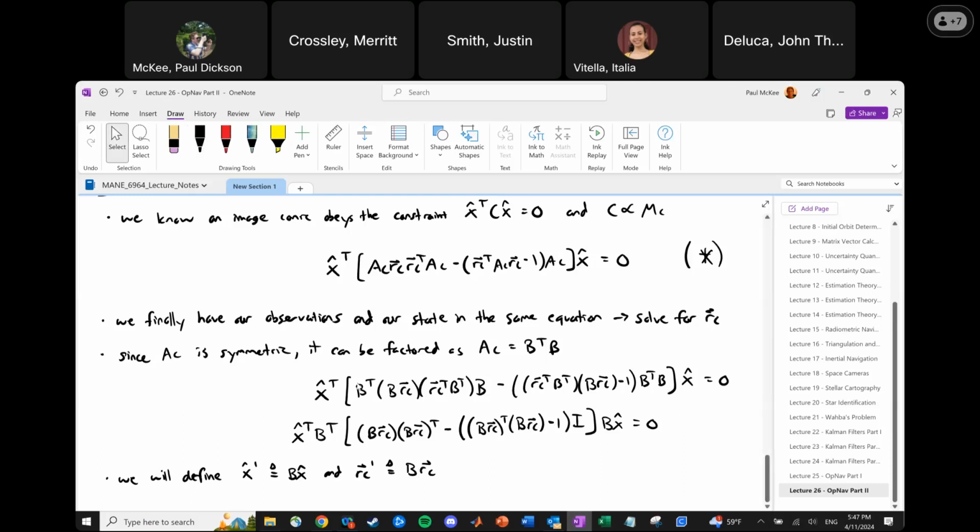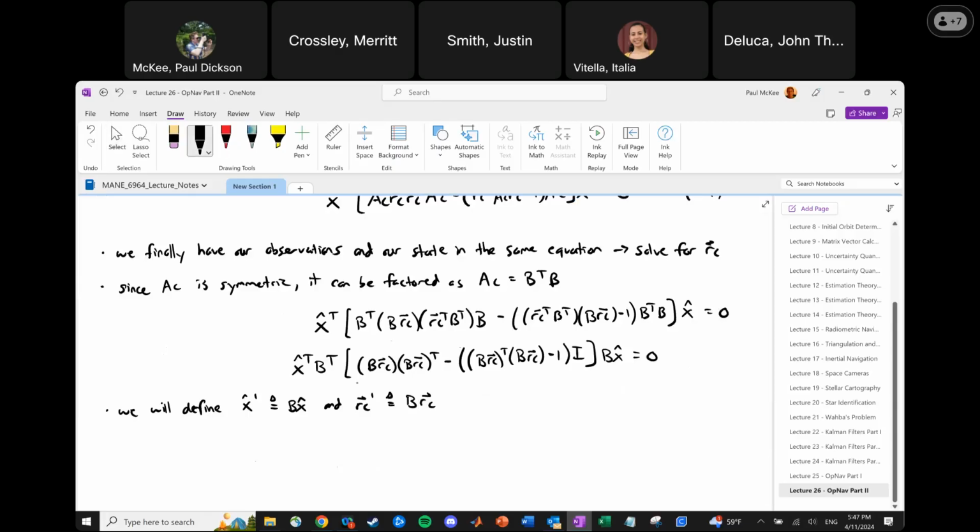And if we do this, it's going to clean things up even further. Our equation now looks like X hat prime, so it's just scaled by some matrix B, which we don't understand yet, but that's okay. And then we've got RC prime transpose minus, in parentheses, RC prime transpose RC prime minus 1 times the identity matrix, X hat prime equal to 0. Okay. Might seem like we're further away from solving this problem, but actually we've gotten a little bit closer.